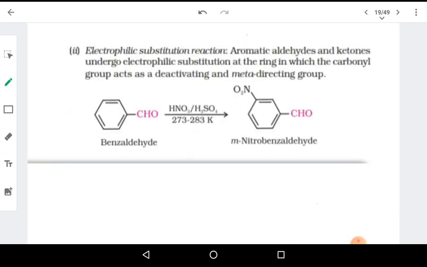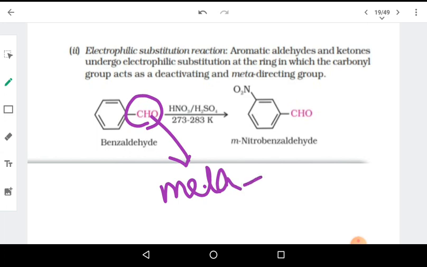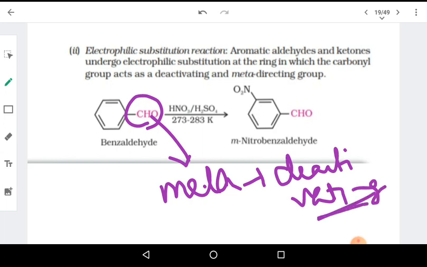Let us now talk about electrophilic substitution reaction. In electrophilic substitution reaction, what is happening? We have an aromatic aldehydes and ketones. This CHO group is meta-directing. Remember that. It is deactivating group. So it is meta-directing group. So it will always give us meta products in all types of electrophilic substitution reaction. That is the important point.